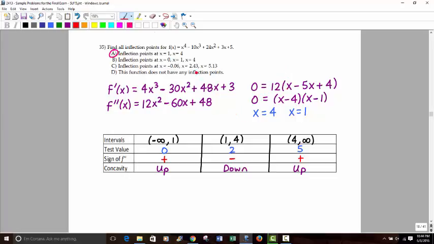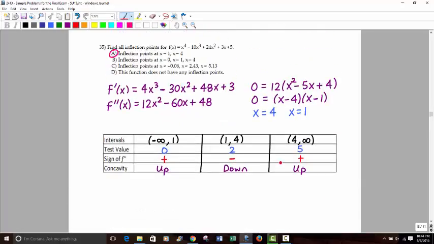Oh, that's a typo. It's supposed to say x squared minus 5x plus 4. All right, that'll do. That factors into x minus 4 and x minus 1, so that gives me 4 and 1. And so I make a second derivative sign chart. Put 1 and 4 in there. Pick your test values. I used 0, 2, and 5.